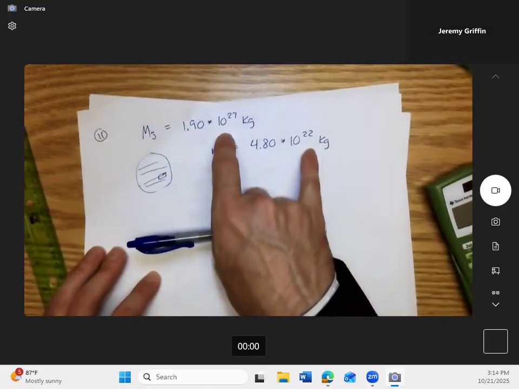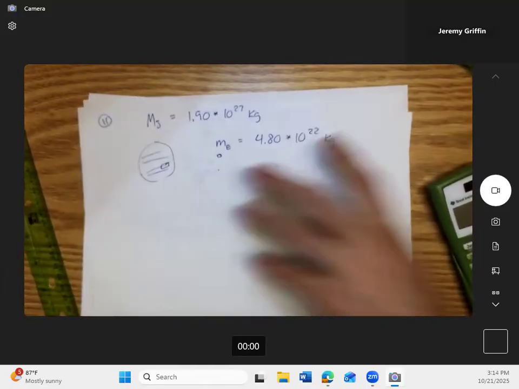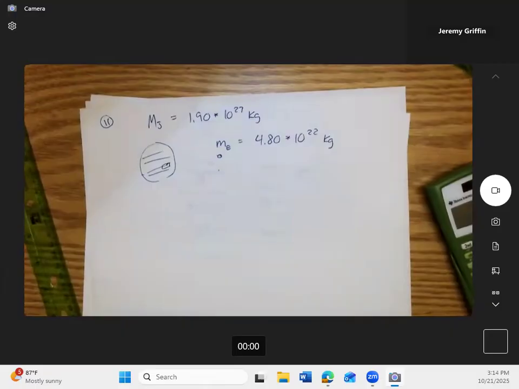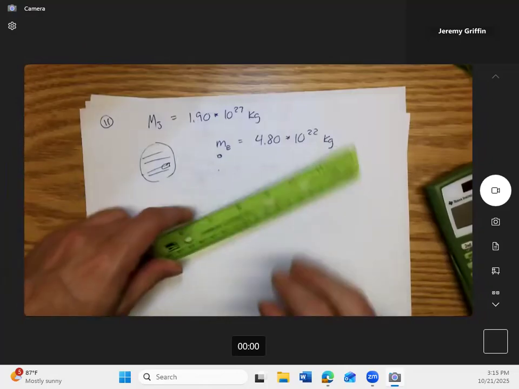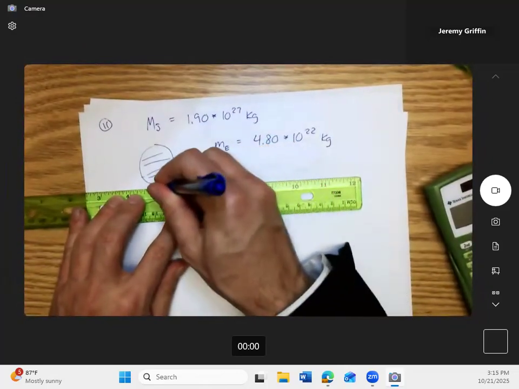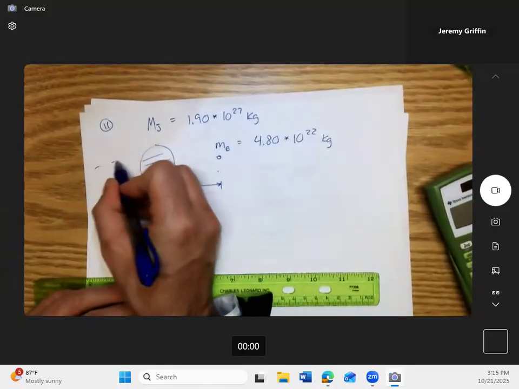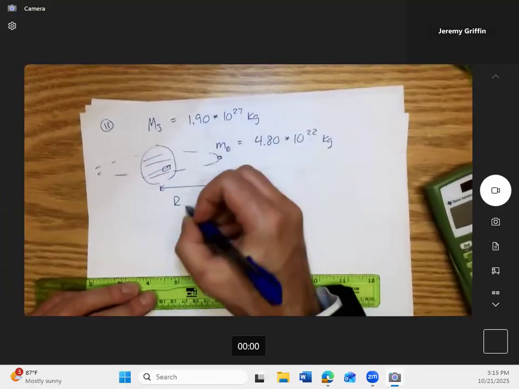Now, if I pause right there, let's look at those orders of magnitude, 10 to the 27 compared to 10 to the 22. How many decimal places removed is that? 5. You see 5 decimal places? Okay. So that means that Jupiter is almost 100,000 times as massive, which is pretty crazy. There's another number I need right here, which is the center to center distance. So if you go from the center of the moon to the center of Jupiter, I'll call this R, because Europa is revolving around like that.